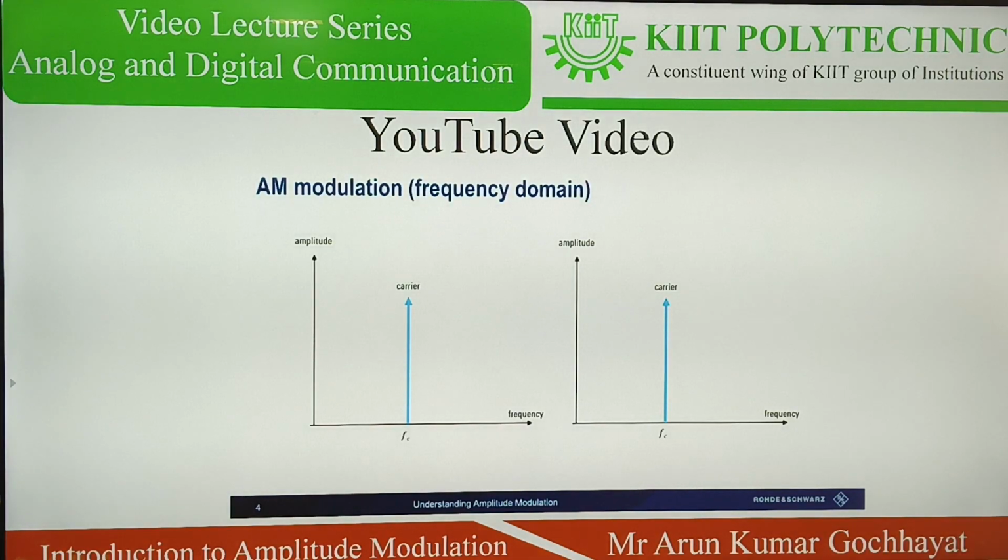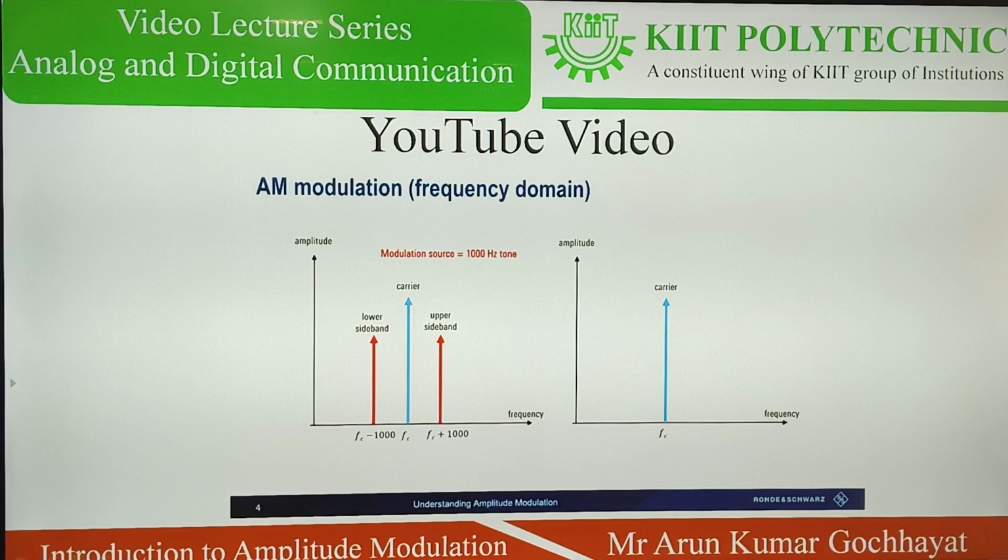In the frequency domain, the information in an AM signal is contained in so-called sidebands that appear both above and below the carrier frequency. If we use a simple 1000 Hz sine wave signal as our modulation source, this modulating signal appears as two tones in the spectrum, 1000 Hz above and 1000 Hz below the carrier. Our total signal width is twice the modulating frequency.